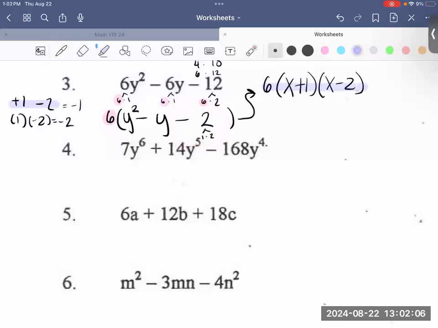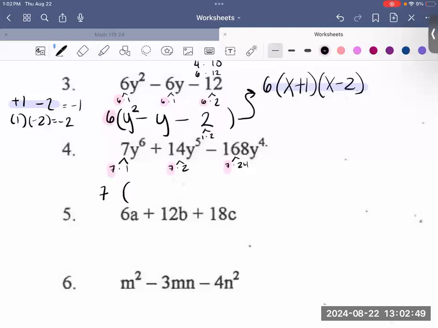Let's try it again with 4. Looking at this one, we have 7y to the 6th, 14y to the 5th, and 168y to the 4th. 7 and 14 have a 7 in common. If you haven't done 168 yet, let's try to divide it by 7. 168 divided by 7 is 24. So at the very least, they all have a 7 in common, so we're going to factor out a 7 from each.